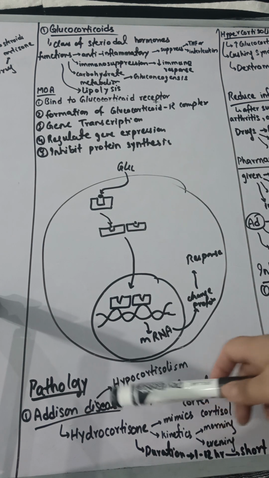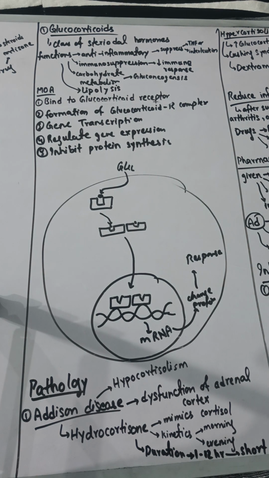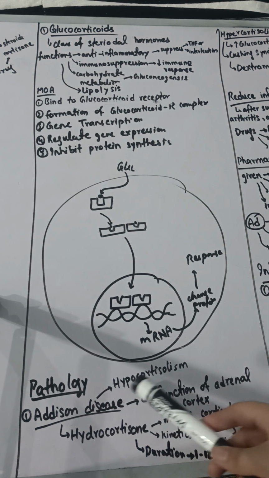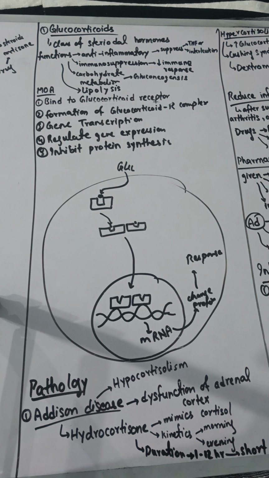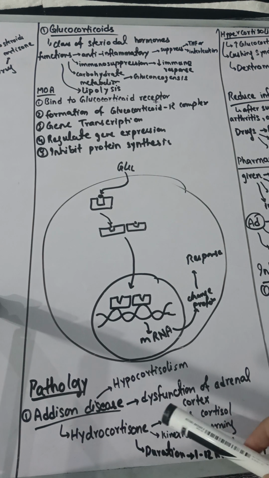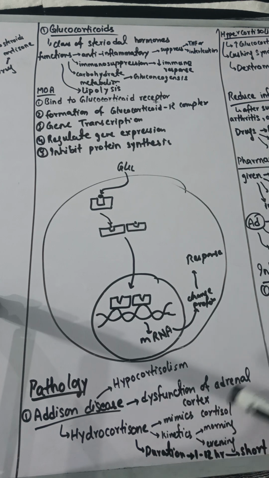Now let's discuss their pathology. In the pathology, two cases are given: a hypo condition and a hyper condition. First I have given hypocortisolism. Hypocortisolism means the levels of glucocorticoids are very low. The disease which happens in that case is Addison's disease. In Addison's disease, dysfunction of the adrenal cortex occurs. Now your adrenal cortex is not working properly. It is blocked, it has a tumor in it, so it is not releasing any hormone.